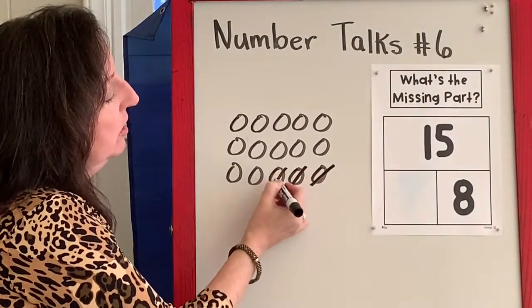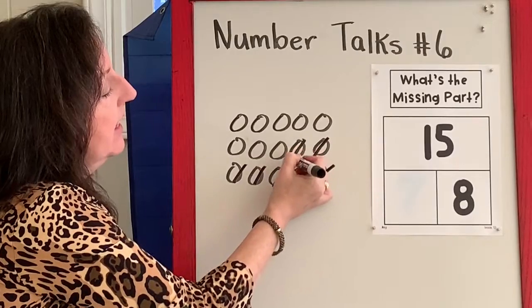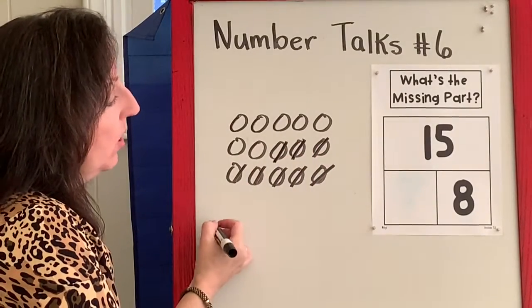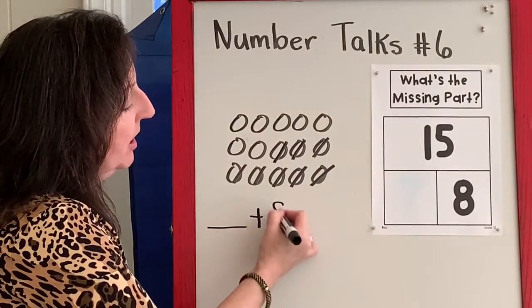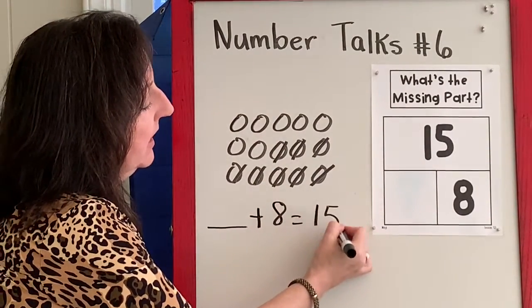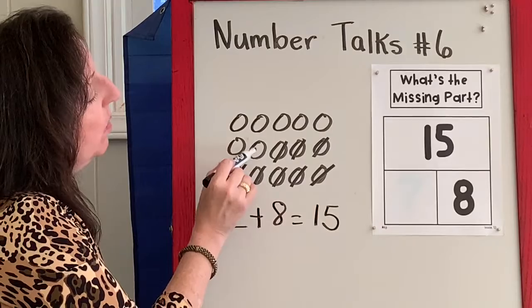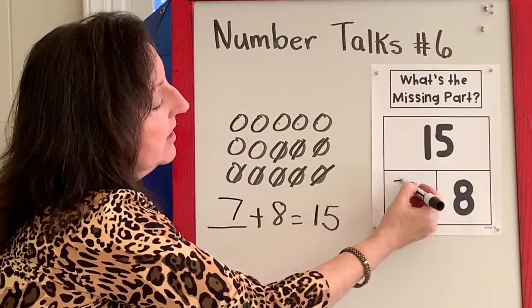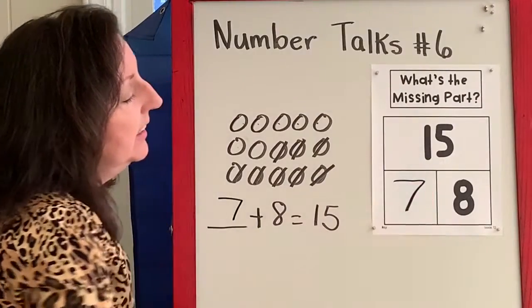1, 2, 3, 4, 5, 6, 7, 8. Now I can count what's left and see what number I get. Blank plus 8 equals 15. Let's see what I have. 1, 2, 3, 4, 5, 6, 7. So the answer is 7. 7 plus 8 is 15.